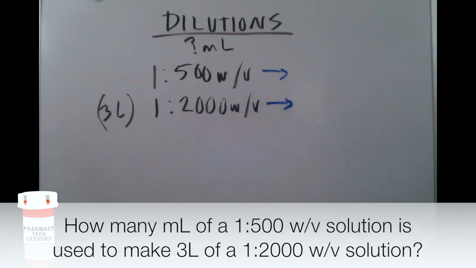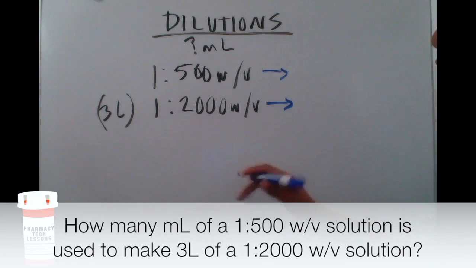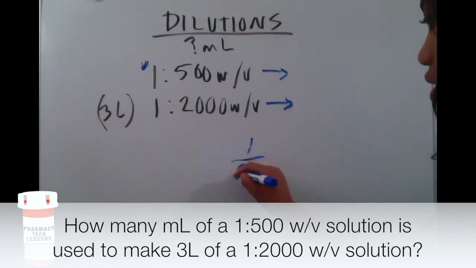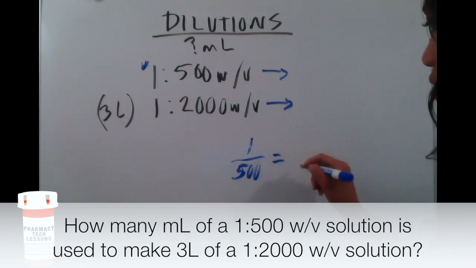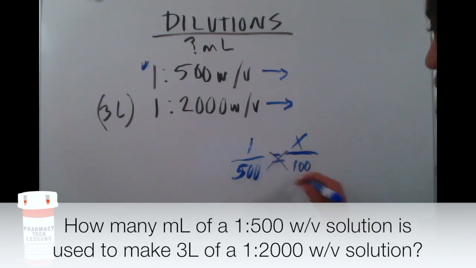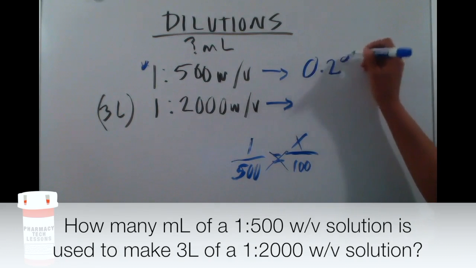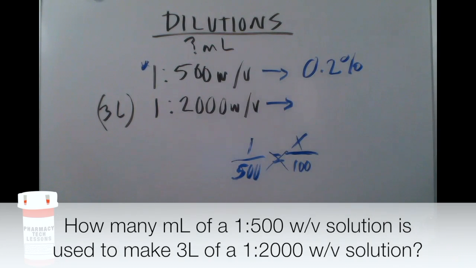Why? Because we already know that a percentage is just something over 100. All right. So let's first convert from ratio to percentage. And how are we going to do that? Well, for the first one here, we'll say 1 over 500 is equal, and we'll just equal it to x over 100 because a percentage is always something over 100, and cross multiply. And from there, 500x and 100. So the answer that we should get in this case would be 0.2%. So this is a 0.2% solution.